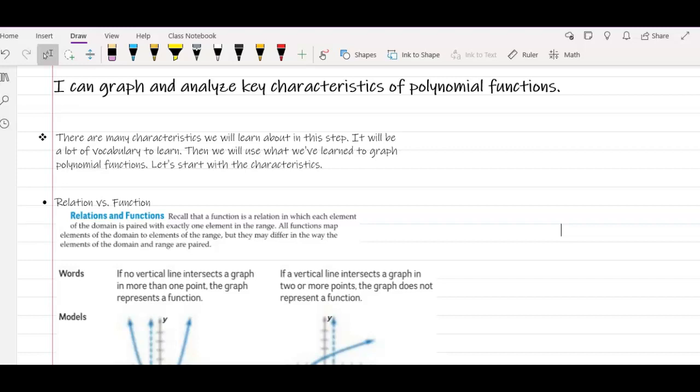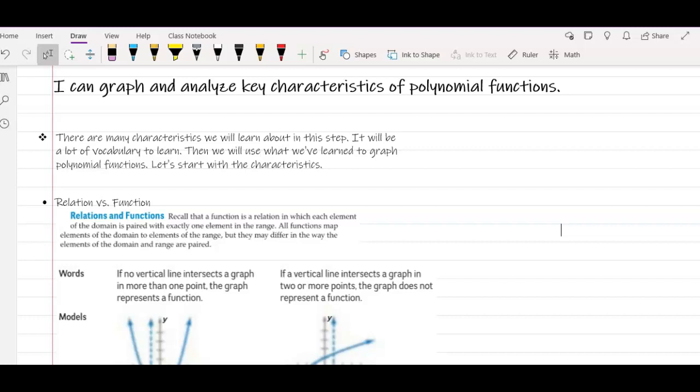Step 14 is all about graphing and analyzing key characteristics of polynomial functions. In fact, this is our first step in Unit 4 that's all about polynomials. There's going to be a lot of vocabulary in this step, a lot of new terms. Fortunately, many of these terms are very simple concepts, but please try to pace yourself so you don't get overwhelmed with some of these new terms and concepts.